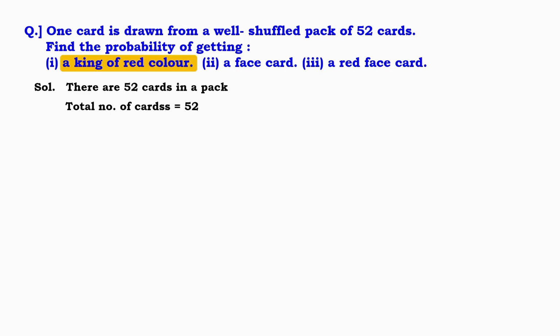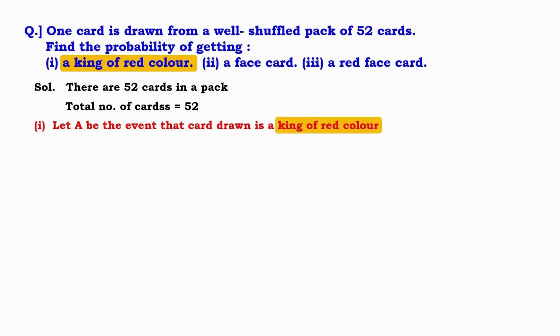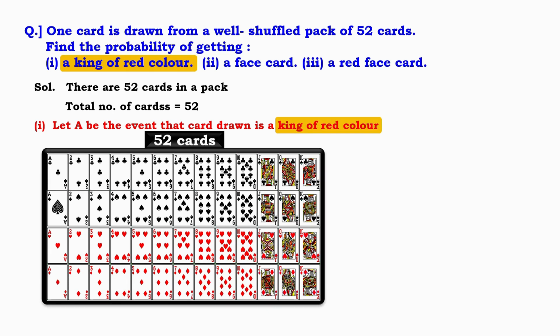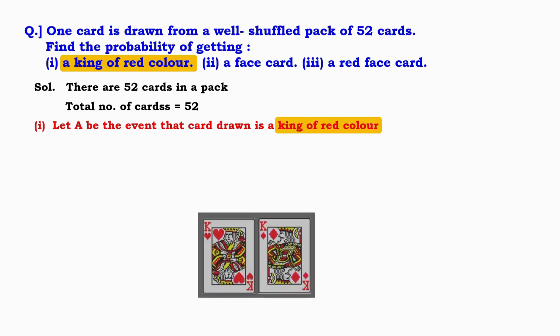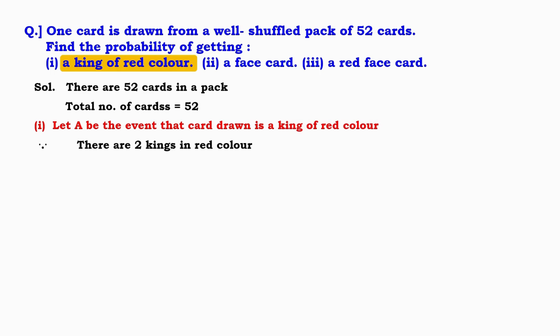Now we have to find the king of red color. So let A be the event that the card drawn is a king of red color. Now if you take a look at the cards, how many are king of red color? First, how many types of red color cards are there? Two types. One is heart and another one is diamond. Now in each type there is one king. So these are the two king cards which are red color. So finally there are two kings of red color, right?